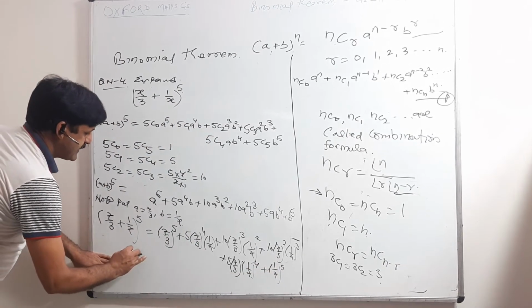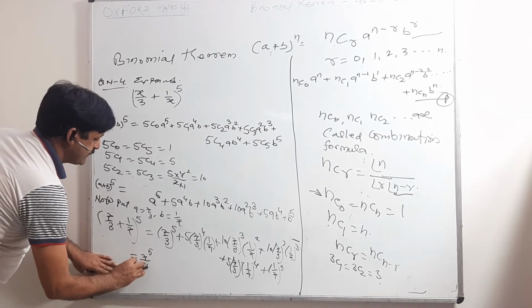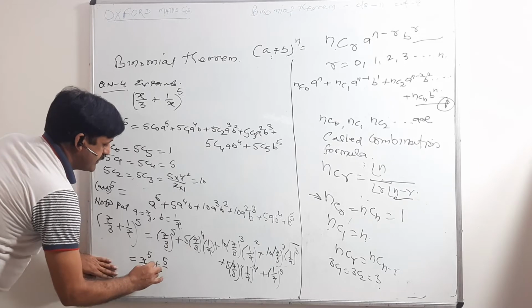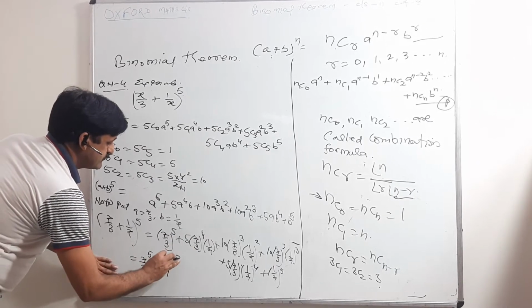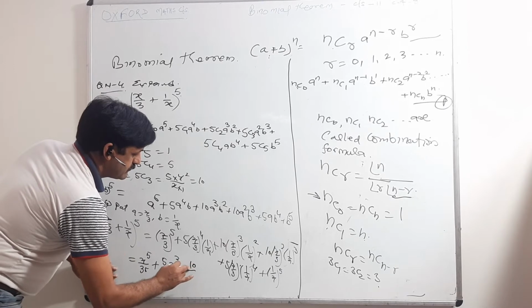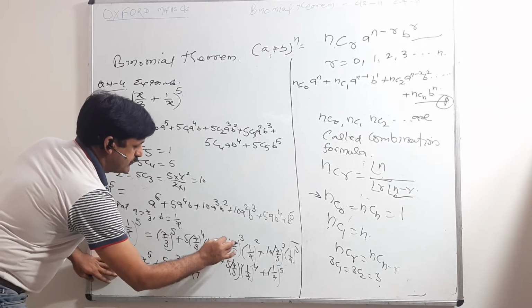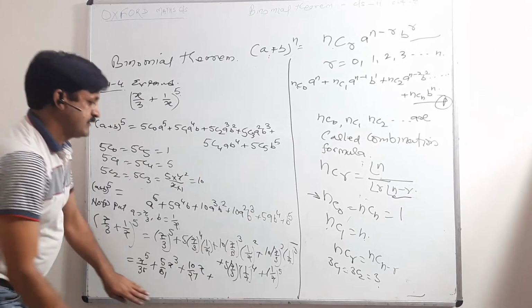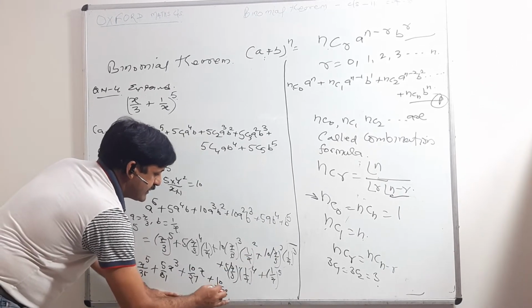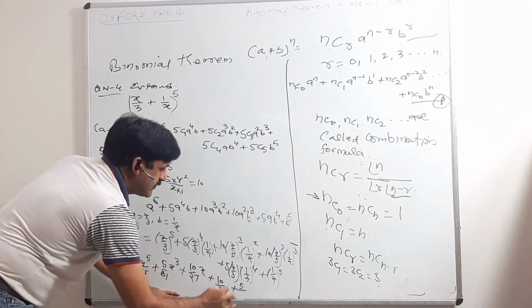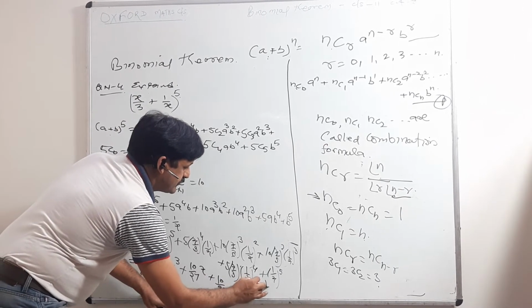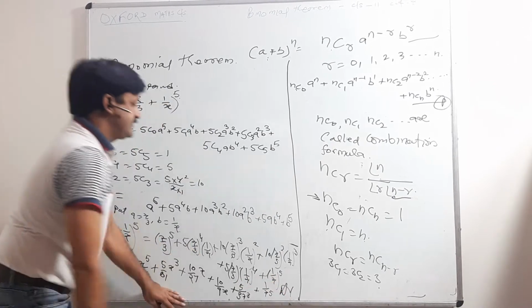Simplify, that is x power 5 upon 3 to the power 5, plus 5 upon 3 power 4, that is 81, x cube, plus 10 upon 3 power 3, that is 27, into x, plus 10 upon 9 into x, plus 5 upon 3 into x cube, and last is 1 upon x power 5. That is the answer. Question number 4.